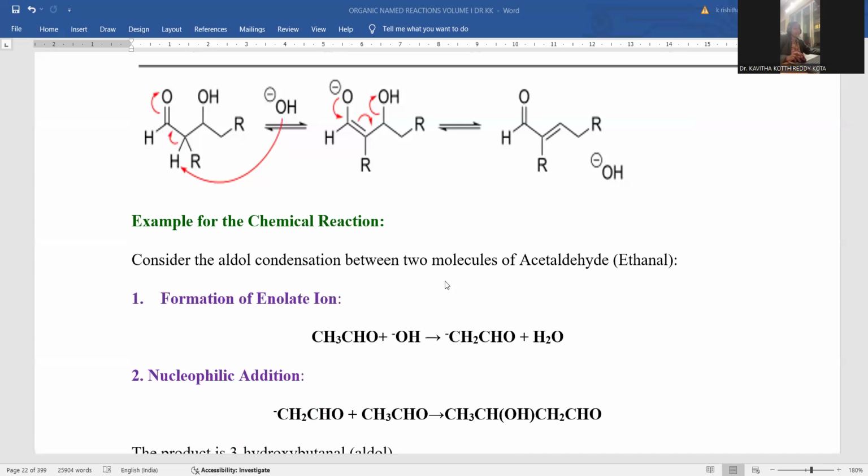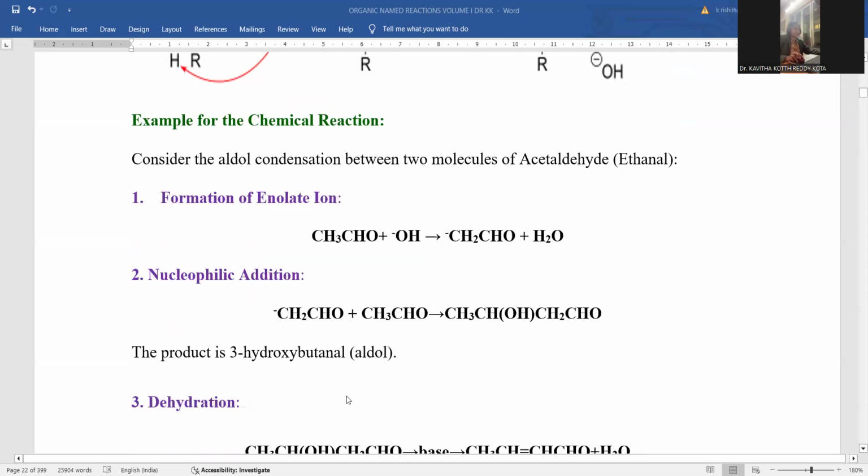Consider the aldol condensation between two molecules of acetaldehyde, called ethanal in accordance with the IUPAC nomenclature. Here, ethanal is taken and hydroxide is added. The carbon at the terminal position, being acidic in nature, has its alpha hydrogen removed, so that water is the byproduct.